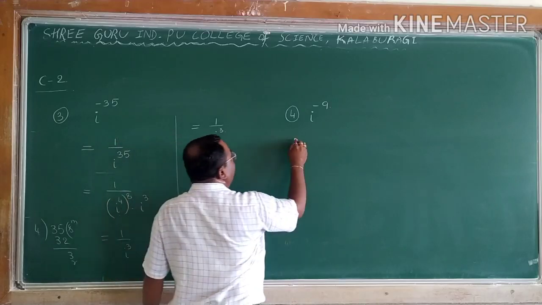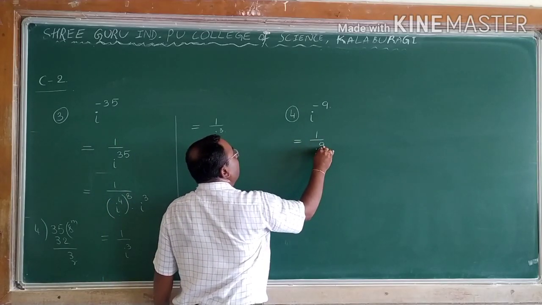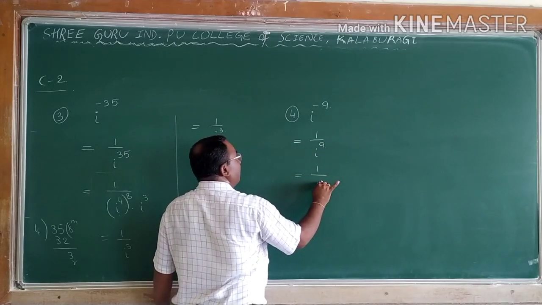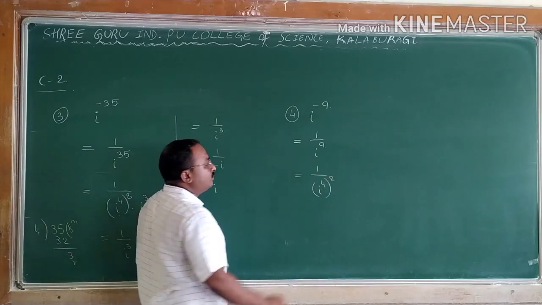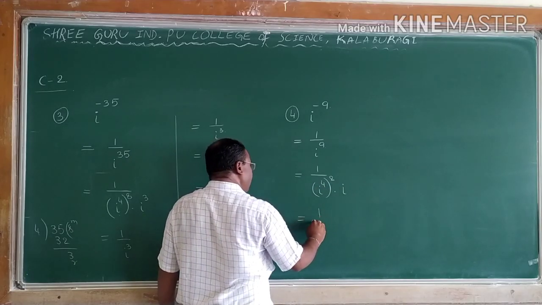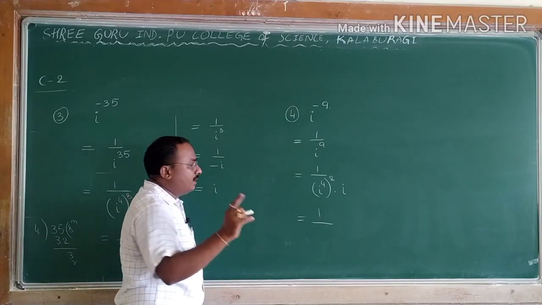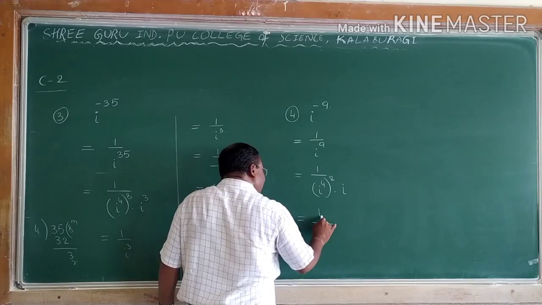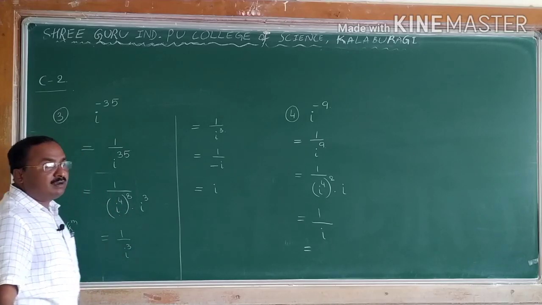This value, make it positive, 1 by i power 9. 1 by i power 9 can be written: 4 2s are 8. Remainder 1. 1 divided by i power 4, 1. 1 to the power any number? 1. 1 into i. Yes. 1 by i. 1 by i is what? Note number 1, just previous.